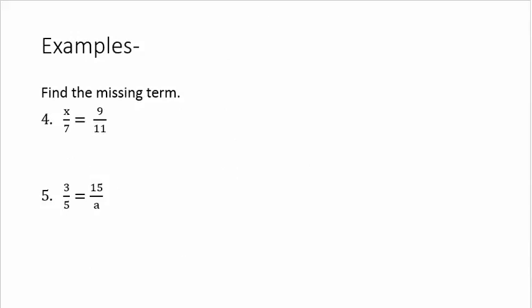In examples 4 and 5, you're asked to find the missing term. So we have x over 7 equal to 9 over 11. We know that the product of the extremes, which would be 11x, is equal to the product of the means. 9 times 7 is 63. We need to divide both sides by 11. And 63 divided by 11 doesn't go in evenly, it is a fraction, so we're just going to round the decimal. It's 5.72 repeating.